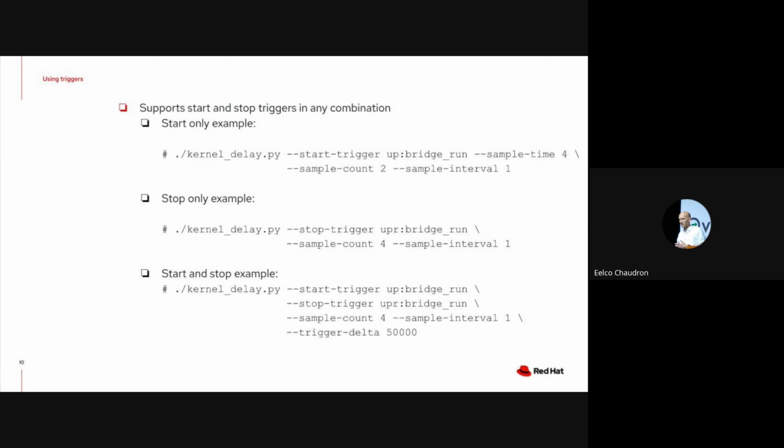Let's take the start trigger here, for example. You can see it will start as soon as the bridge run function is called, and then it will sample for 4 seconds, and then does it 2 times with an interval of 1 second.